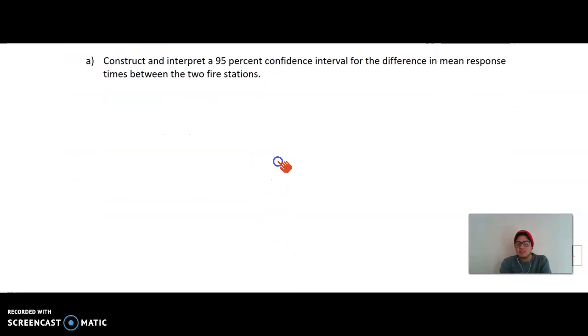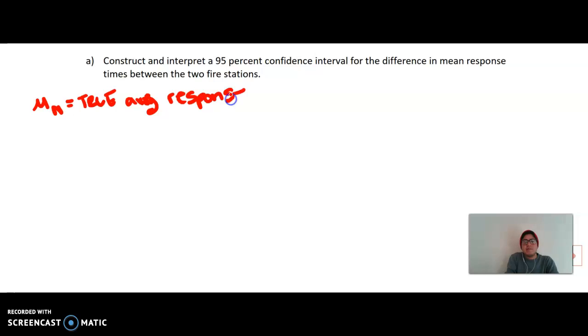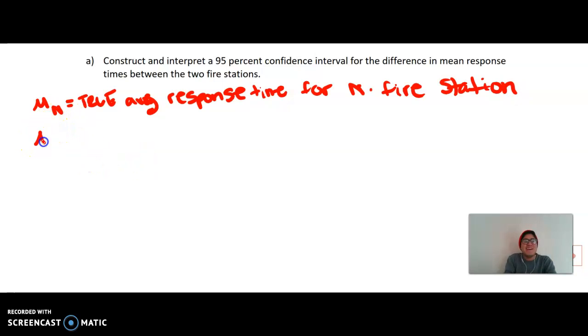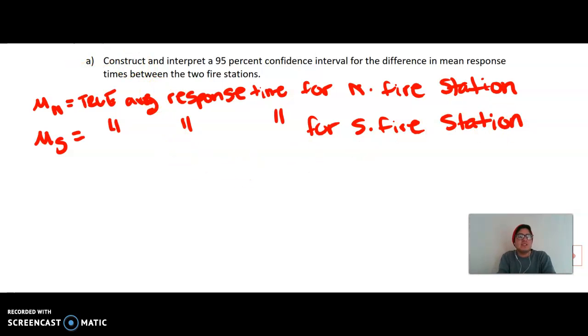So let us proceed with this procedure here. But we need to first define our parameters. So in the first parameter here, I'm going to let mu of n be the true average, I'm going to abbreviate here, true average response time for the northern fire station. And these are our notes, so I'm being a little bit more sloppy, but if this were my AP exam, you bet I would be writing everything out. And we're going to check mu s, which is the true average response time for the south fire station. Or sorry, only station. There's only one in each.